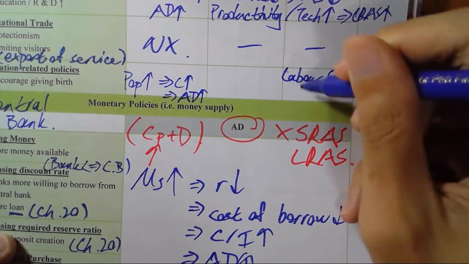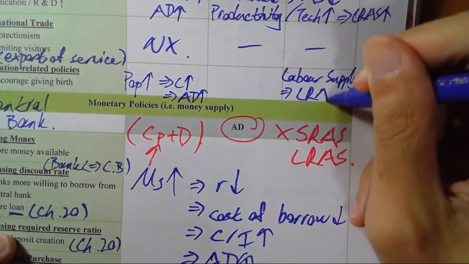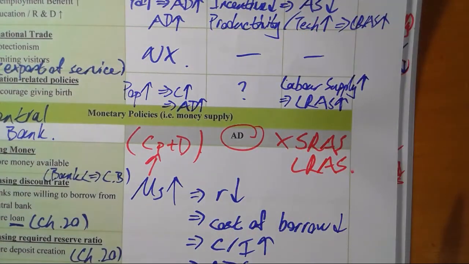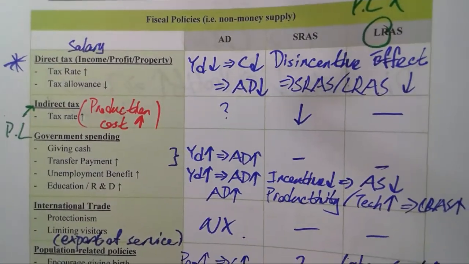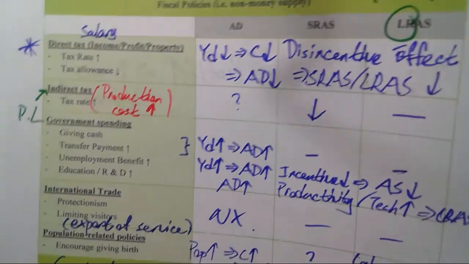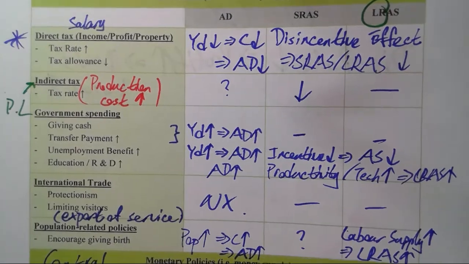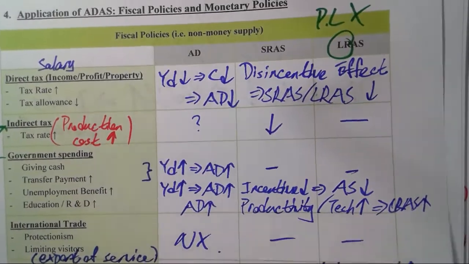係咪多咗人做嘢啊？多咗人做嘢，LRAS would go up. What about short run? Now, it really depends on the question again. Okay, so we have a quick look through the policies, the theories behind the policy, the mechanism behind those policies. Now, why don't we go to the questions themselves to see how they are put into practice?